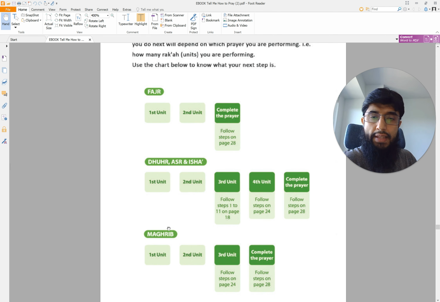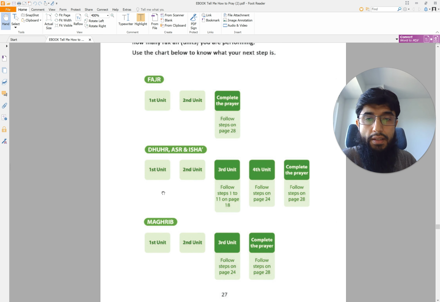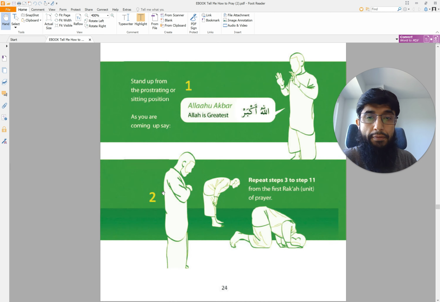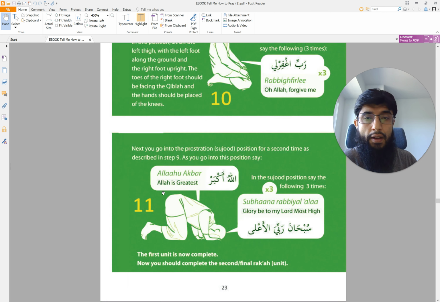And now we will go to the next part. We will go to the first chapter of Quran, which is what you recite when you're standing up. We'll start looking at that.